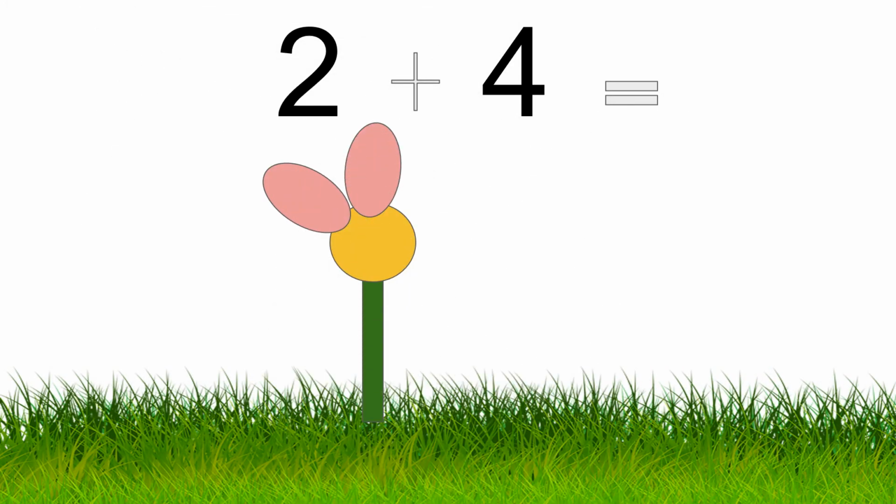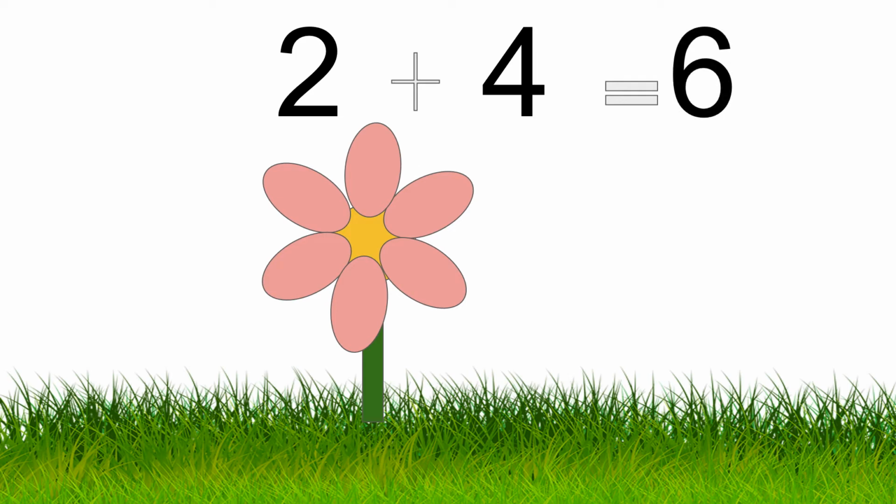Next problem reads 2 plus 4. We have 2 pink petals. Let's add 4 more. 1, 2, 3, 4. So 2 plus 4. Let's count or add the petals. 1, 2, 3, 4, 5, 6. So 2 plus 4 equals 6.